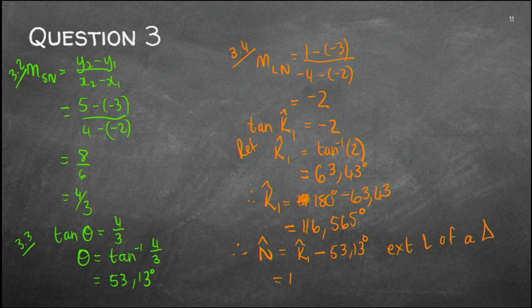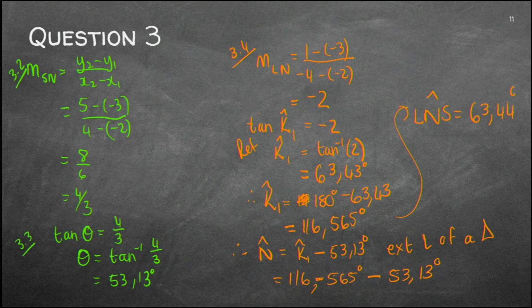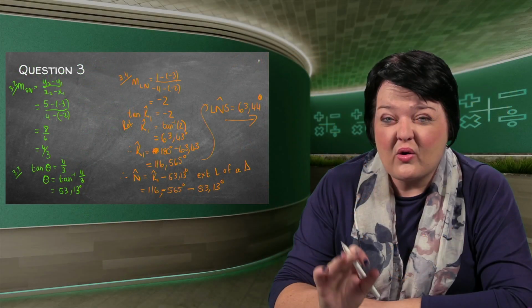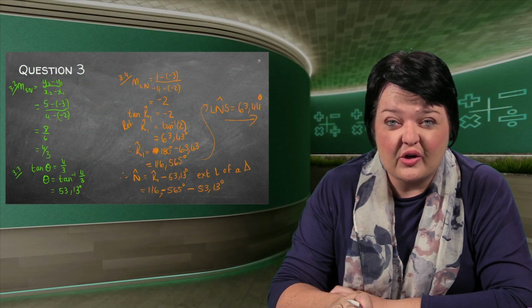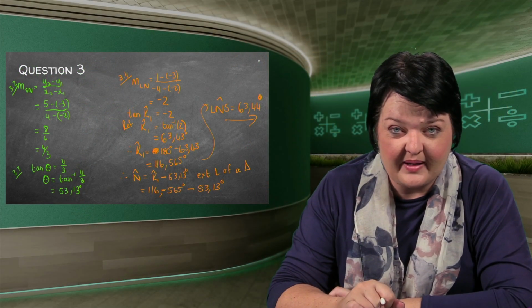And we can calculate it. 160,565 degrees minus 53,13 degrees. And we will get that LNS is equal to 63,44 degrees. And that's the answer. Right, so remember, always consider your Euclidean geometry when doing these questions as well.